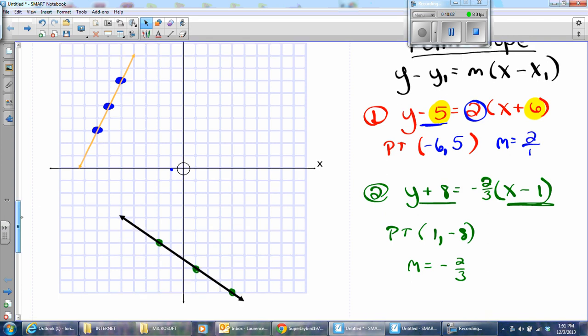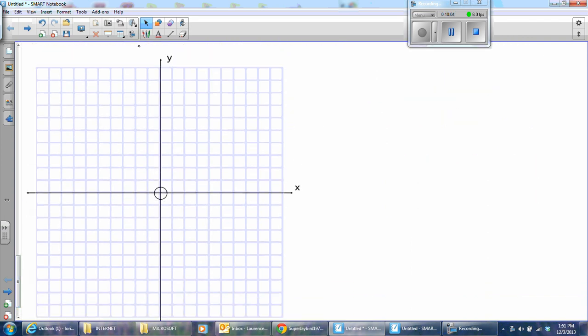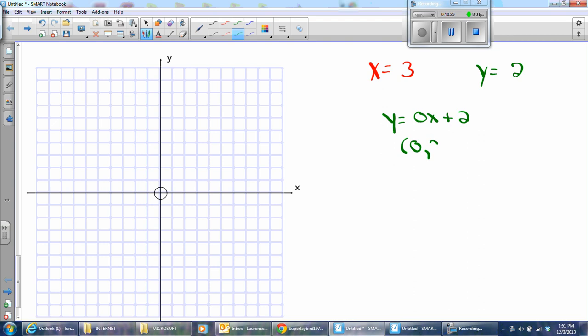Okay, now, by the way, what about equations that look like this? Sometimes these give kids so much trouble. Well, let's start with the green one. I'm going to suggest to you that the green one is in slope-intercept form. Sure it is. Y equals how many x's? 0x plus 2. So my y-intercept is 0, 2. My slope is 0 over 1, right? Rise and run, which is the same as 0.